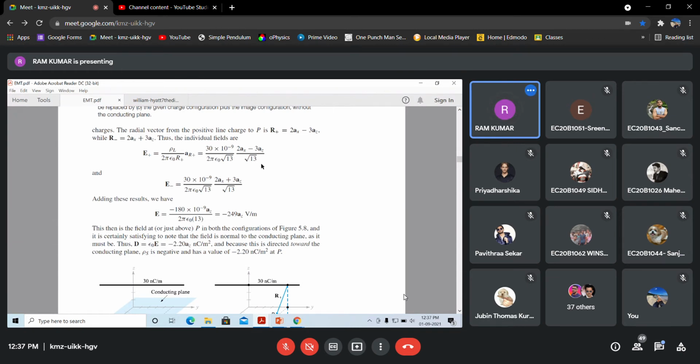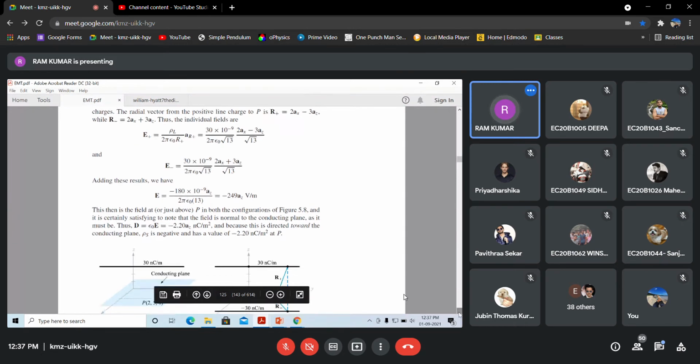I explain here: rho L by 2 pi epsilon R plus times AR plus vector is the formula. R plus is the magnitude of the distance between the line charge and the point. What is AR plus vector? You know that it is R plus vector divided by the magnitude of R plus. So R plus vector is 2 AX vector minus 3 AZ vector, divided by its magnitude, root 13. So we calculated the field due to the line charge located on the positive Z axis.